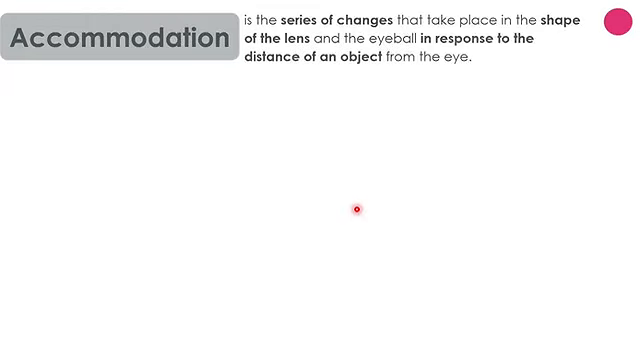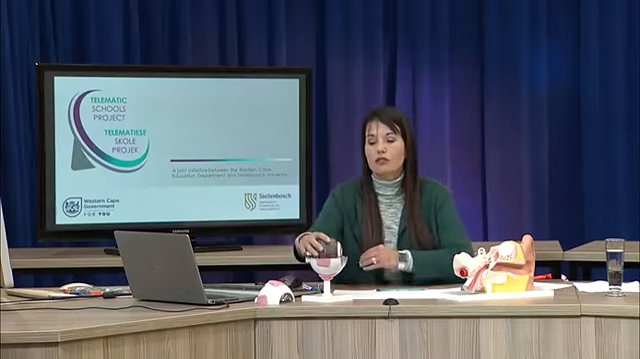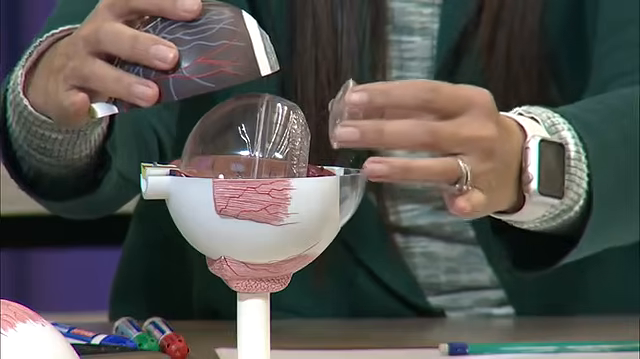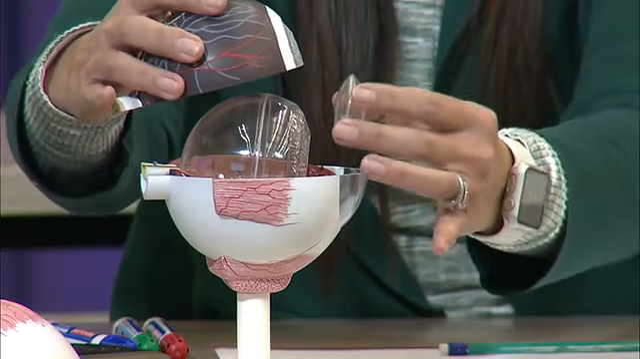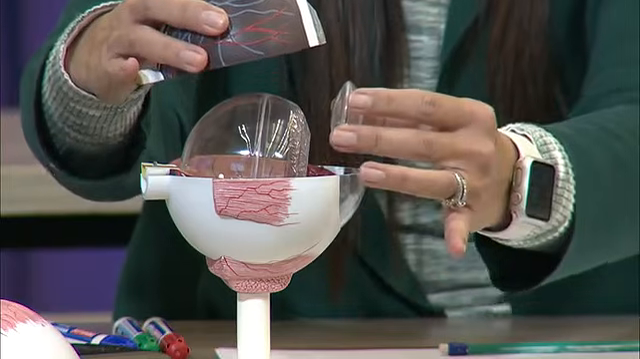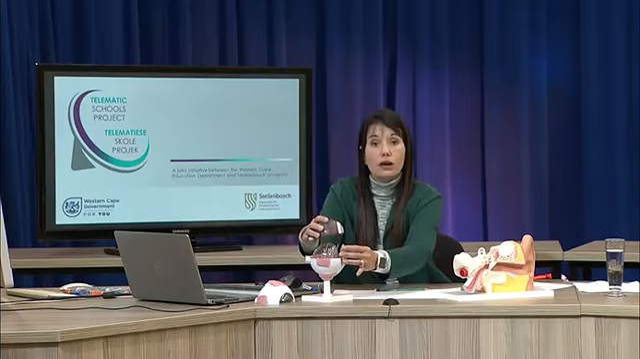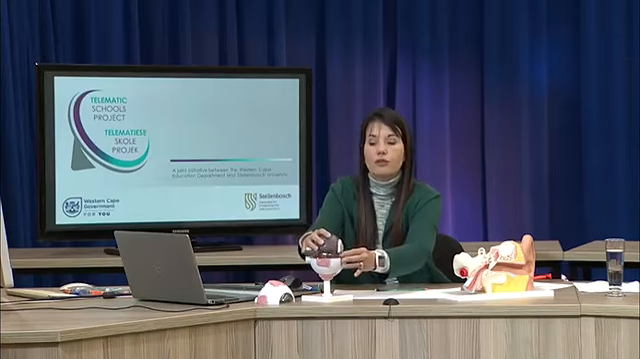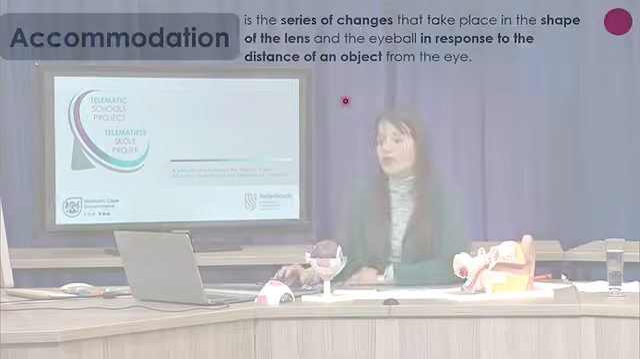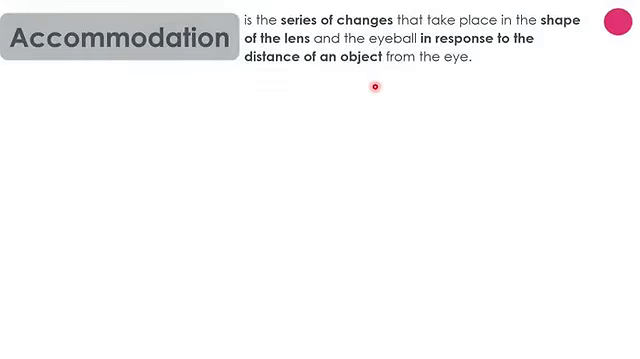Now, accommodation of the eye has got to do with a series of changes that take place in the shape of the lens. You remember that I showed you the lens here on my model. You remember this shape? Now this shape needs to change depending on where I'm going to look, whether at an object that is close by or an object that is far. So what changes are going to happen in my lens as a response to distance?